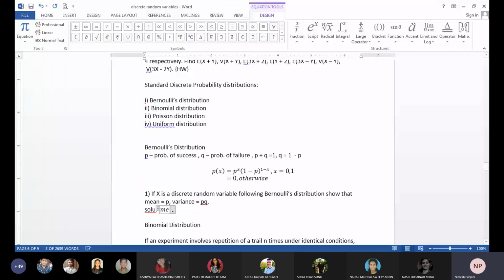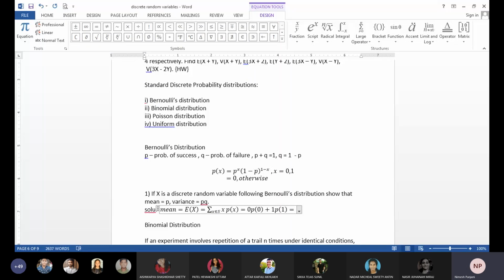Mean means nothing but your expected value. So write the formula for expected value: summation of x p(x). X is taking only two values, 0 and 1. So 0 into P of 0, plus 1 into P of 1. 0 into anything is 0. Then 1 into P of 1.